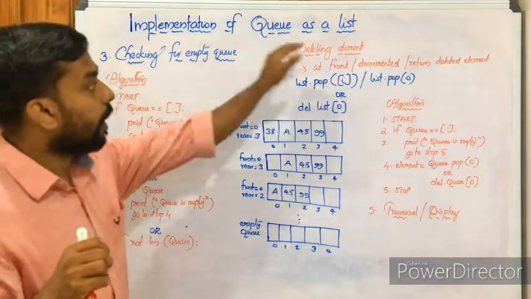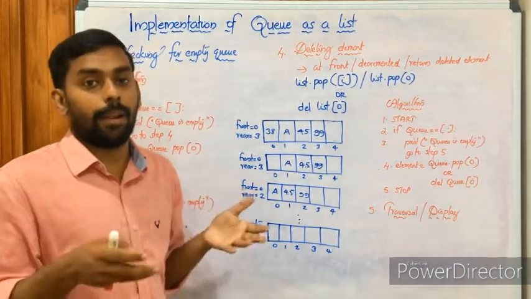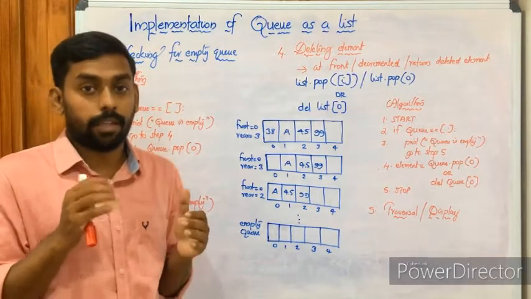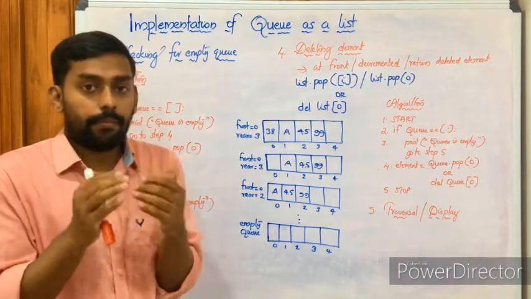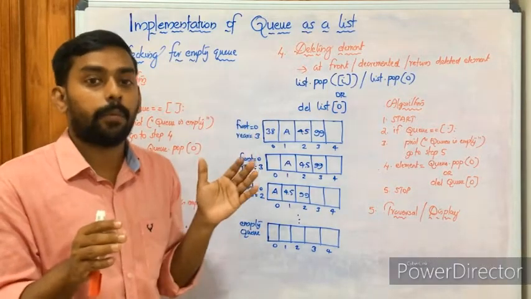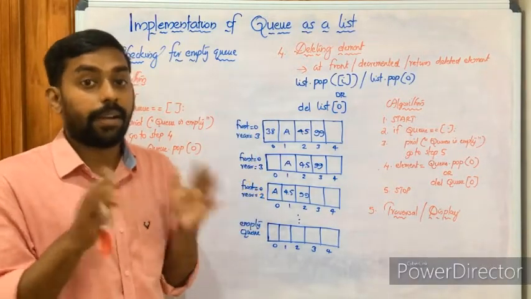Okay, yes. And we have the fourth operation, deleting element. You know, deletion operation is performed through the front end of the queue, right? We have already performed the insertion operation through the rear end, but deletion is performed through the front end of the queue.